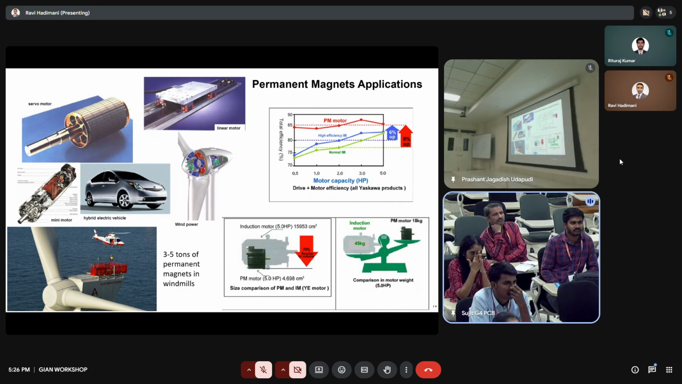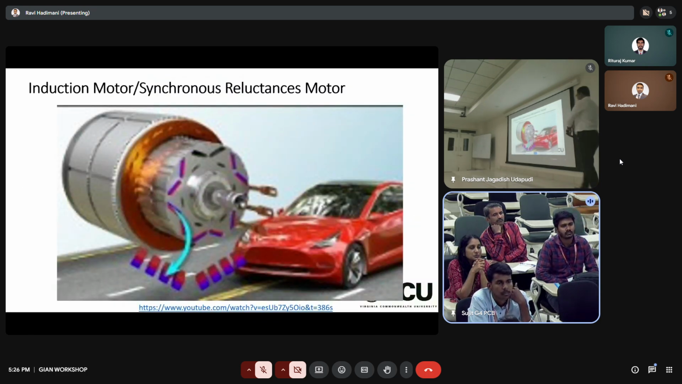So they are everywhere. For the same HP, the induction motor is 45 kilos, and the permanent magnet motor is 18 kilos for a 5 HP motor. Okay? So that's why permanent magnet motors are everywhere. And permanent magnets are controlled by China.